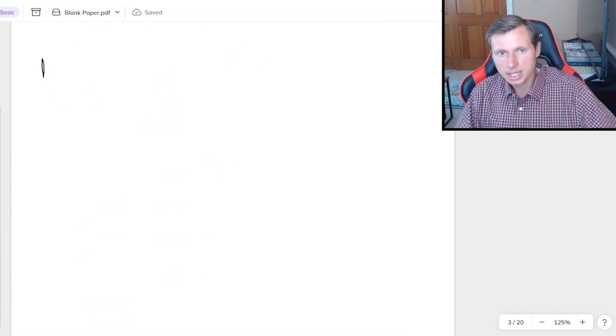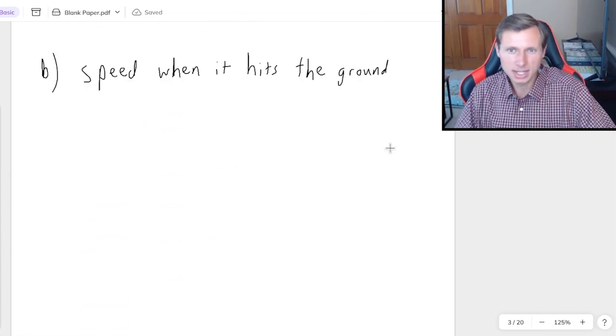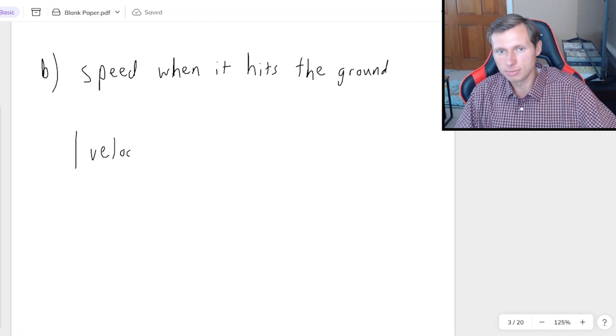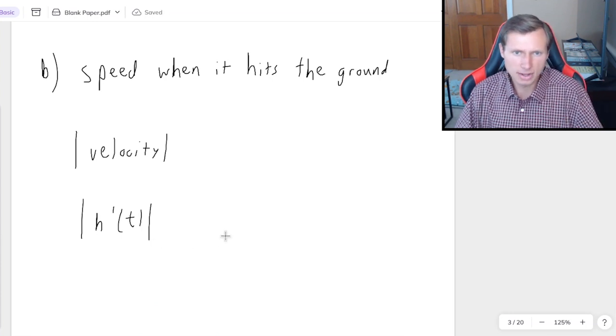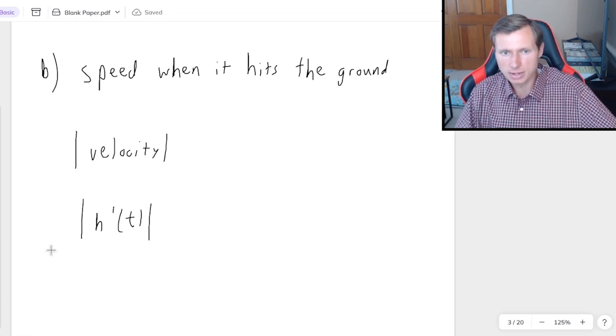Next, for part B, probably the hardest part of this problem. We want to find the rocket's speed when it hits the ground. So speed, we know, is the absolute value of velocity. So in other words, it's the absolute value of h prime of t. But I don't want you to get hung up on the absolute value. Honestly, we deal with absolute values at the end.